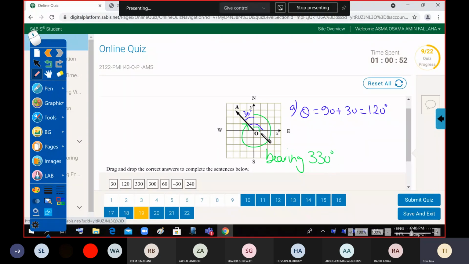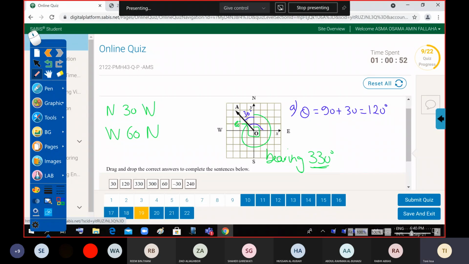Or if you want, you can add this to this to this, 270. Then what is left here is 60. You will again get 330. As mariner's compass, the answer will be north 30 degrees towards west or west 60 degrees towards north.